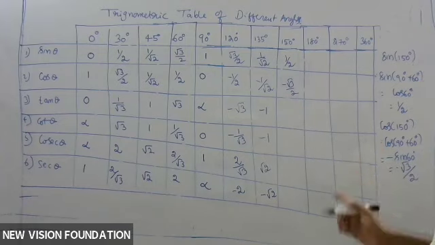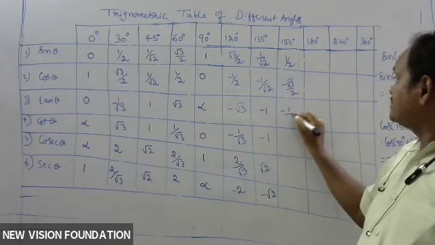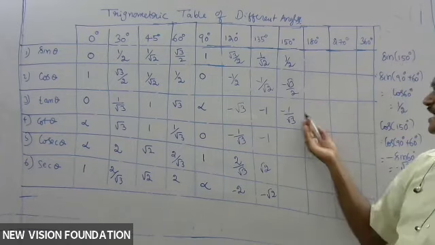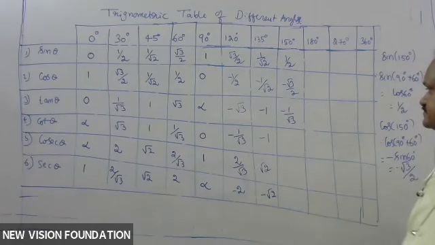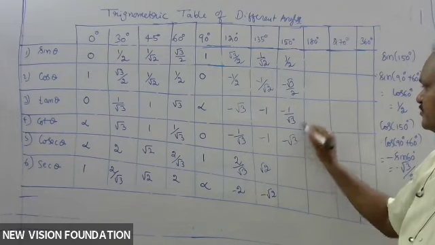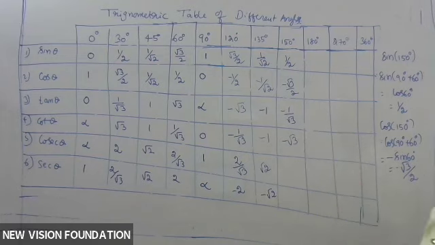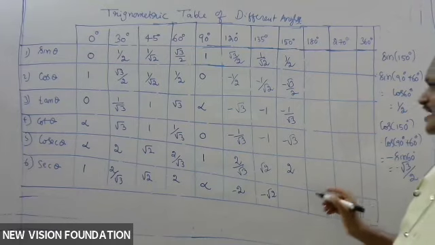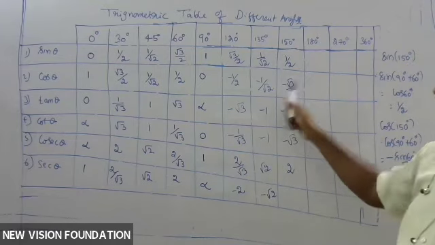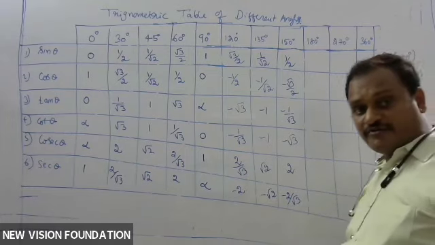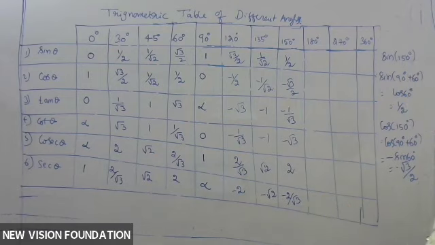Now, tan 150 degrees becomes minus 1 by root 3 because 1 by 2 divided by minus root 3 by 2, the 2 and 2 will cancel and it becomes minus 1 by root 3. Now, cot 150 degrees is minus root 3, which is the reciprocal of tan. And the cosecant 150 degrees is nothing but 2, and which is positive because it is in the second quadrant. And secant 150 degrees is nothing but minus 2 by root 3, we are going to get like this.